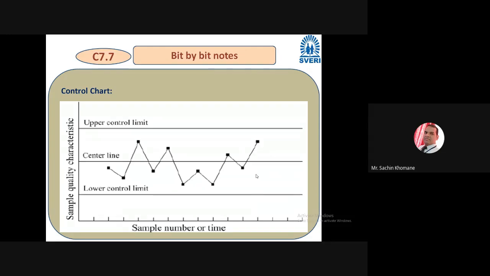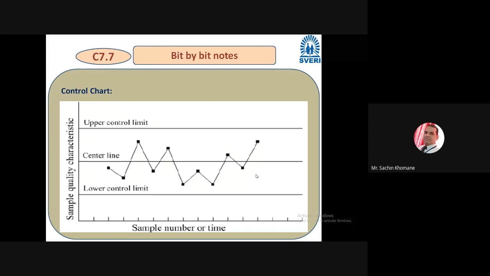Now, how many elements does this control chart have? On the x axis there is a sample number or time, and on the y axis there will be a sample quality characteristic. It has one center line. You can see three horizontal lines. In between, there is one line called the center line, about which your graph will be drawn. Below that there is a lower control limit, and above the center line there is an upper control limit.